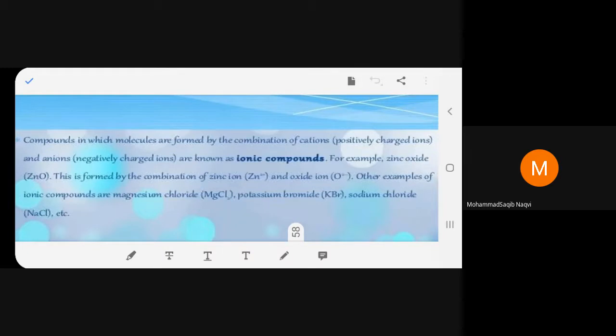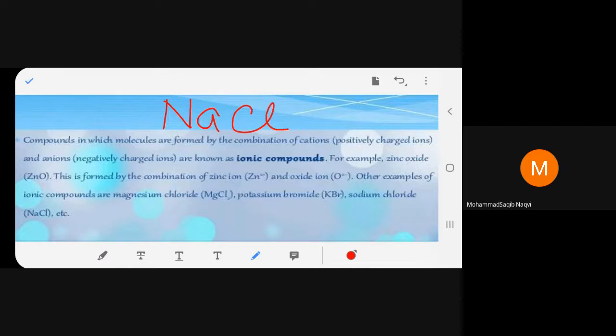Now we will see the compounds where the molecules are formed by what? By combining of cations and anions. Is it clear? What we had taken earlier, beta? We had taken NaCl. Remember? What is the combination? It is Na+ and Cl-. Right, beta? So this is the combination. Now what is Na+? Cation. What is Cl-? Anion. Is it clear?